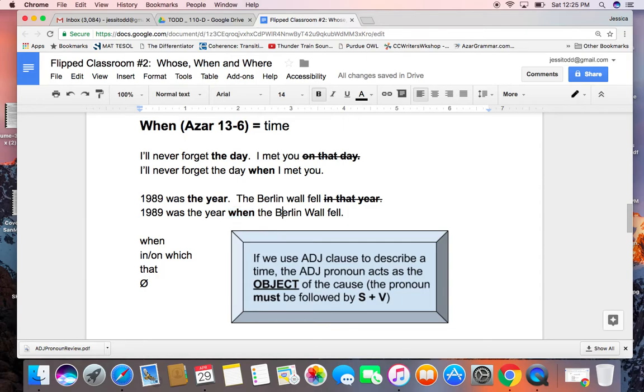So one really important thing is when we have when in the adjective clause, we're going to erase any preposition, for example, in or at, okay? So I'll say that one more time. When we have when as a pronoun in the adjective clause, we cannot use it together with the preposition. We cannot say in when, okay? We cannot say when the Berlin Wall fell in, because in what? In the year, right? So we have to keep when alone, okay?